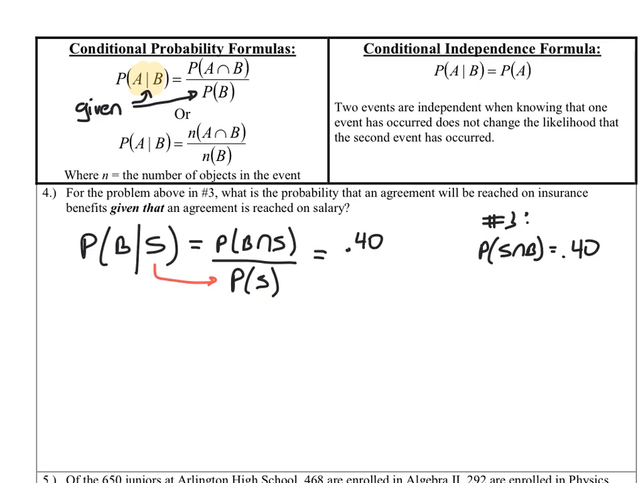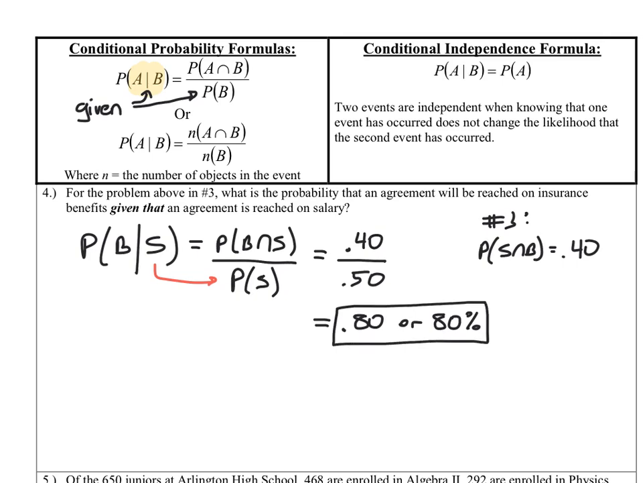That's 0.40 divided by the probability that they agree on salary, they told us in the problem, was 0.50. So 0.40 divided by 0.50 gives you an answer of 0.80 or 80%. So if we already know that they agreed on salary, then there's an 80% chance they'll also agree on benefits.